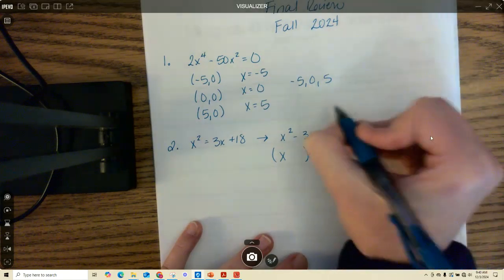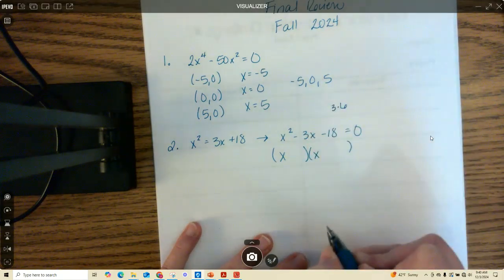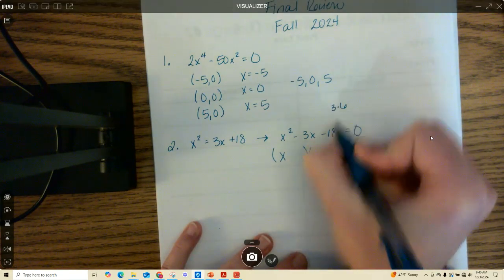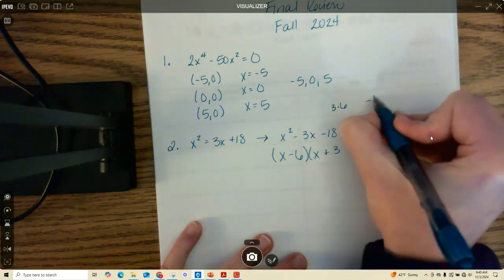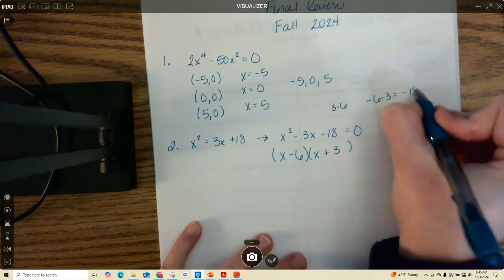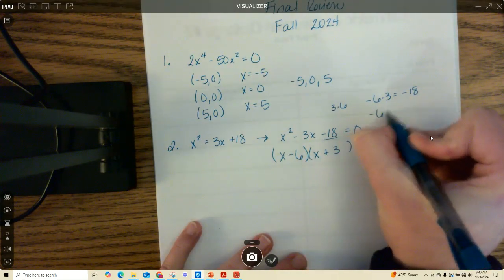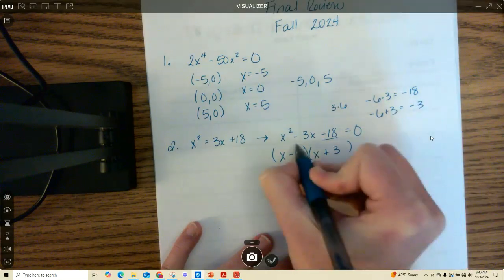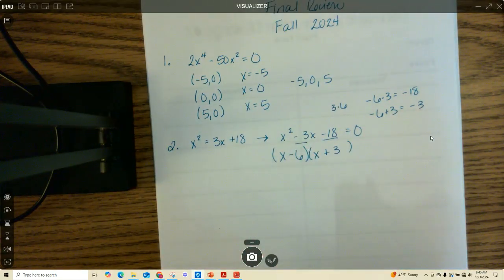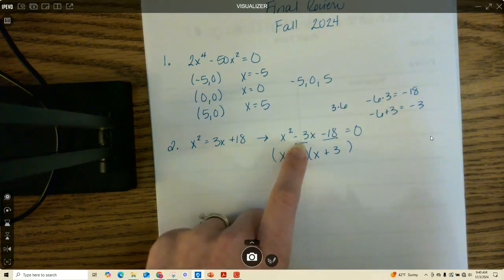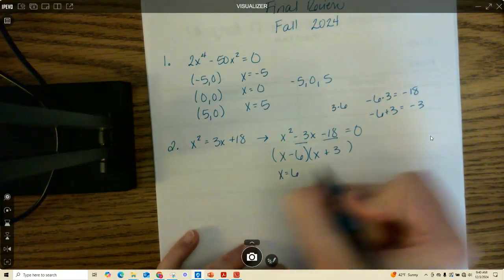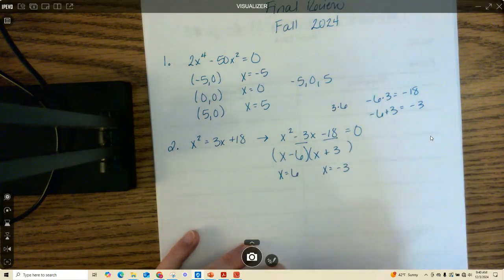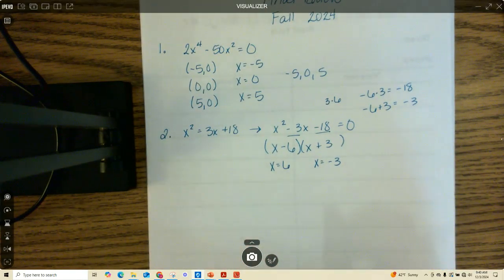So 18, I could do 3 times 6. And then one has to be negative, so -6. How I'm picking those numbers: -6 times 3 gives me -18, and -6 plus 3 gives me -3. They have to multiply to make the constant, and they have to add to make the b value. Those are your factors, which means x equals 6 and x equals -3. This will probably give you a good idea of what's going to be on the final.